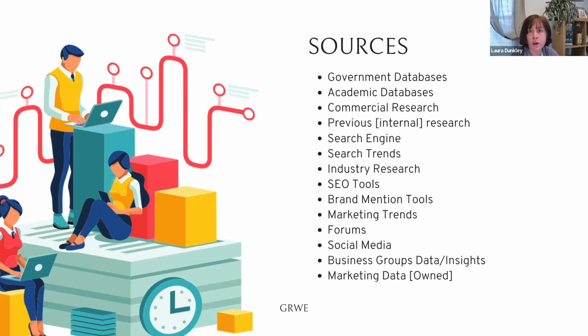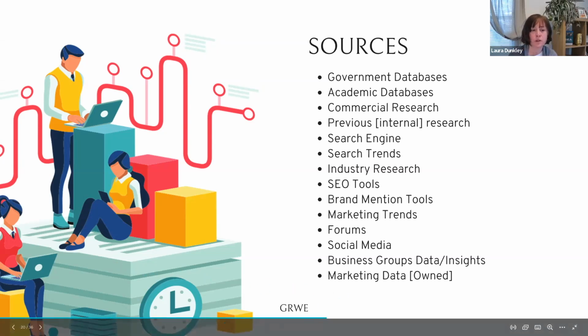Business groups is what I mentioned before. Business groups will be your local chamber, your BNI groups, CFIB, the Canadian Federation of Independent Businesses. They have a bunch of research as well, and that's some business groups to check out. And then obviously your marketing data. I touched on that before, but all of the stuff that you're doing is going to help you evaluate and see some potential opportunities.